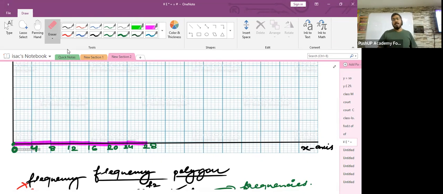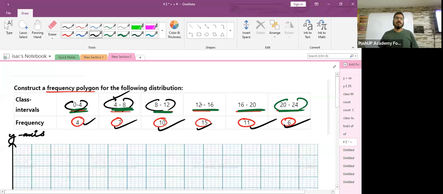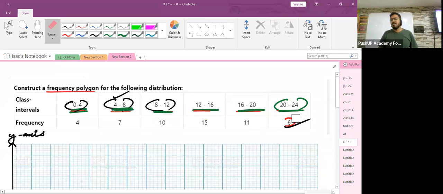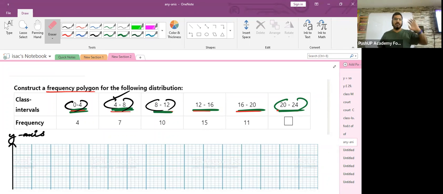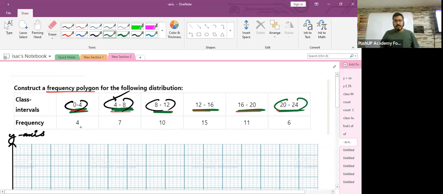Now, children, on the y-axis, how to represent the numbers. When you have to represent numbers on the y-axis, I will teach you one important trick, because many students get confused about what value to give to the points on the y-axis. A very simple logic I'll teach you, children. See the maximum value which is given to you in the frequency column. What is the maximum value? 15. You all agree with that?